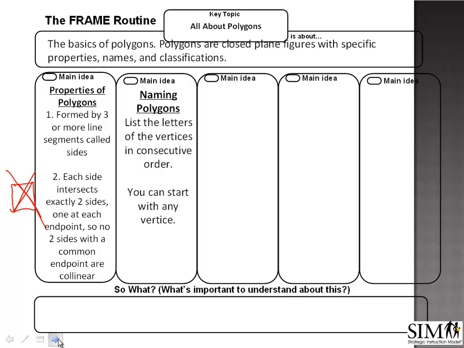Our next idea is naming polygons. So in order to name them, you list the letters of the vertices in consecutive order. So you go right around the shape and you can start with any vertex.